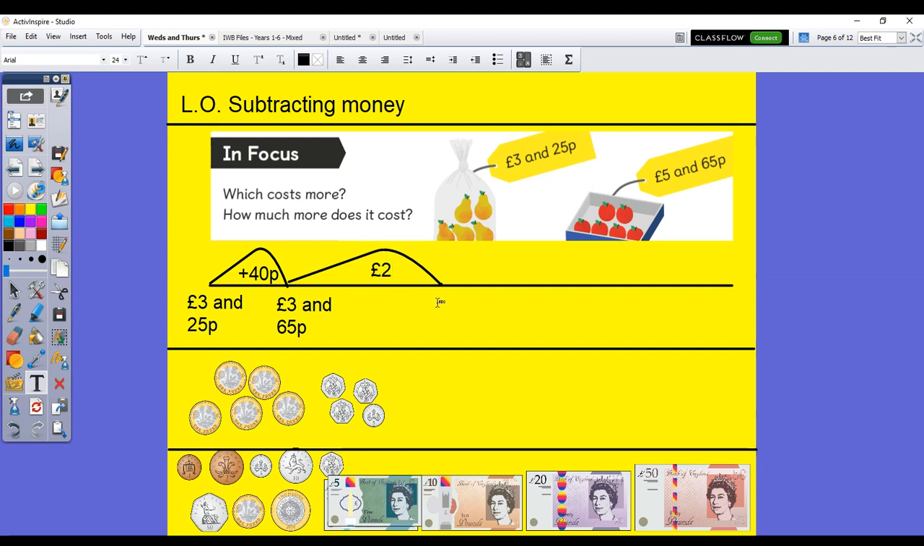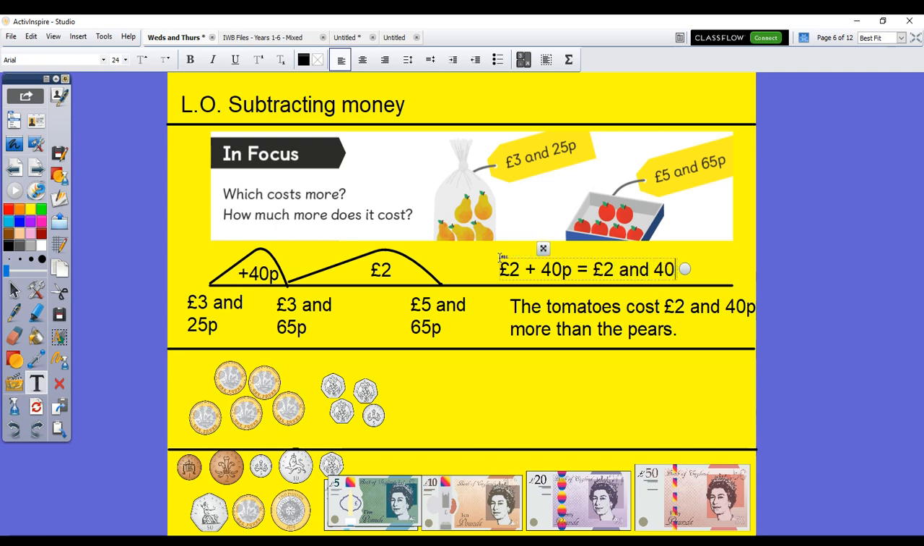So let's just put £5.65. We can say the tomatoes cost £2.40 more than the pears, because we are going to add these two together. £2 plus 40p equals £2.40.